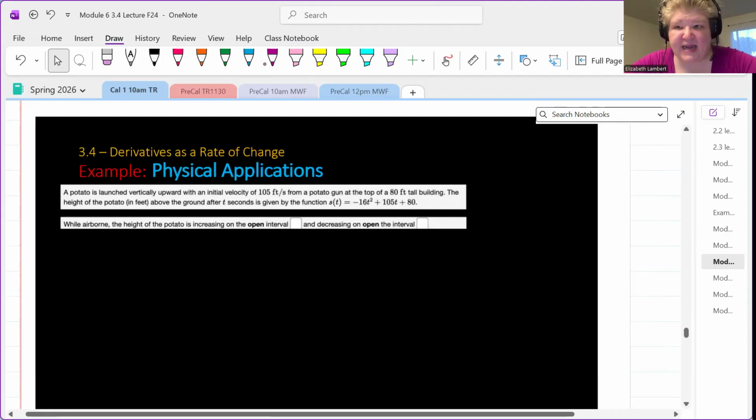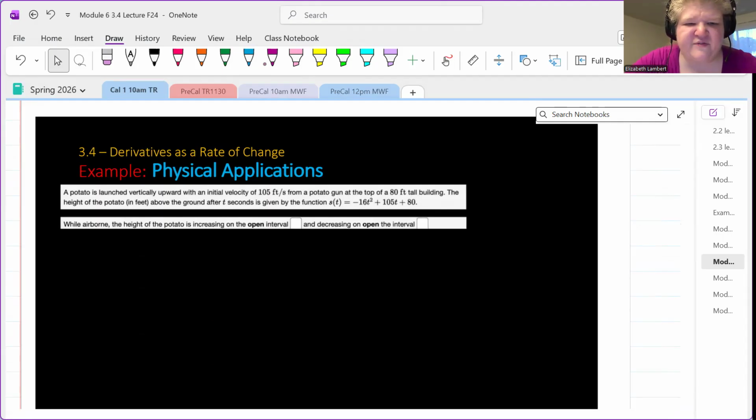Now, our potato is now asking us, while airborne, the height of the potato is increasing on what open interval and decreasing on what open interval. So increasing is when it's going up. So it's going up when the velocity is positive. And then decreasing is when is it going down? That's when the velocity is negative. So the point at which it changes between them is when the velocity is 0.